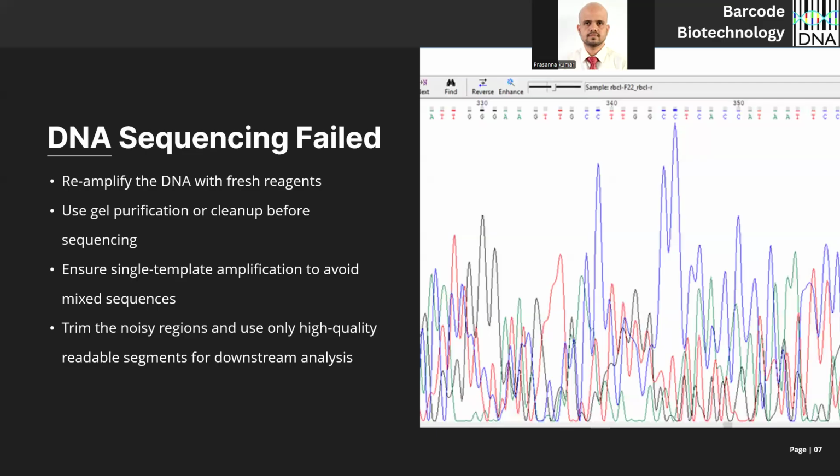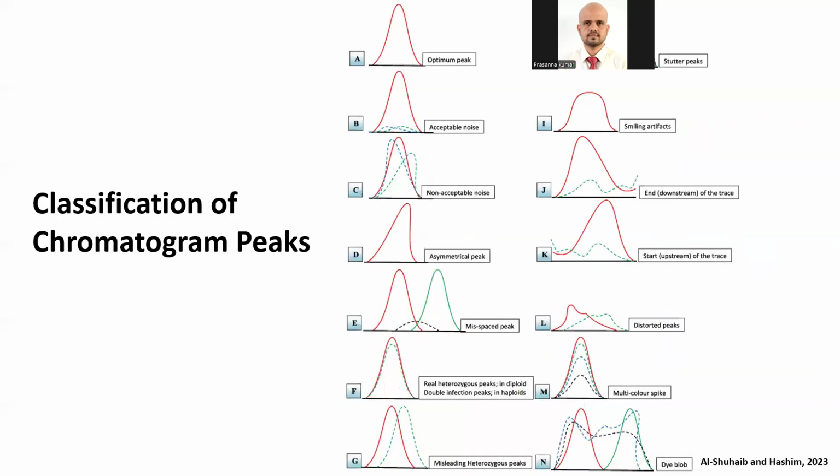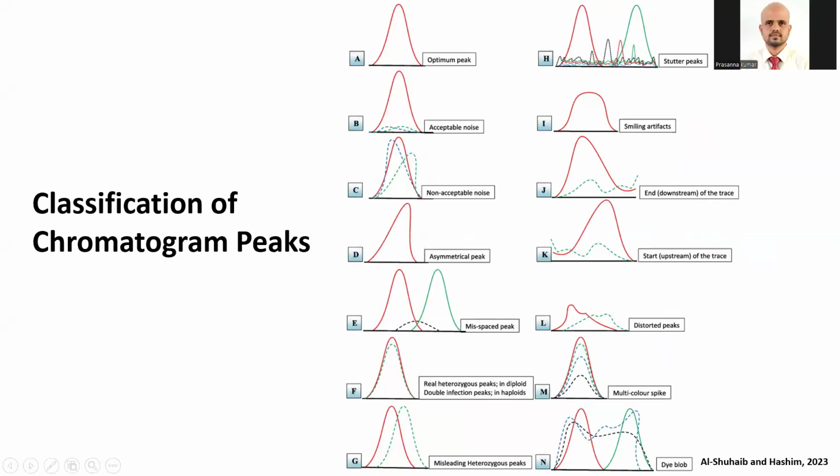So to sum up, I want you to see this classification published by these authors. This is an optimal peak, peak A. Peak B is still acceptable. If you have multiple peaks like this from a single position, not acceptable. This is an asymmetric peak. Misspaced peak: you should be very careful about the nucleotide called at that peak position. Here we have a heterozygous peak in the diploid. These are typical SNPs.